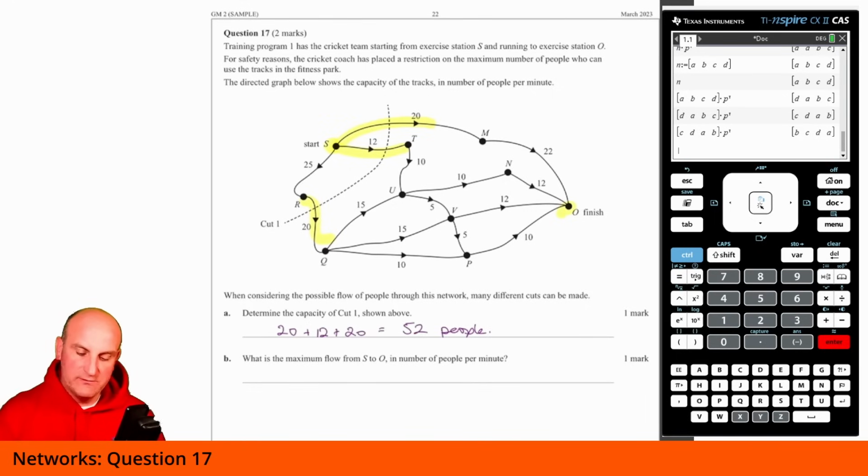Right, what is the maximum flow? I love these questions. So the maximum flow, as far as I'm concerned, let's keep those coloured in. What I can now do is go across each path and find the maximum flow through each path and then work out.